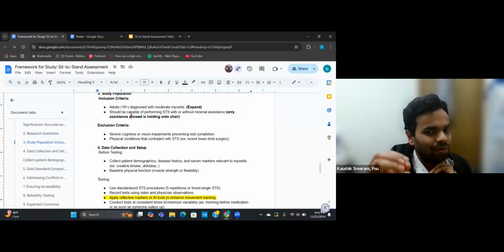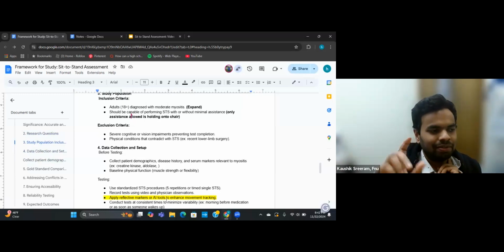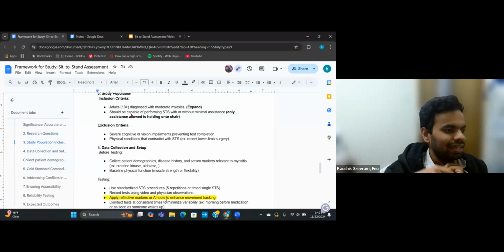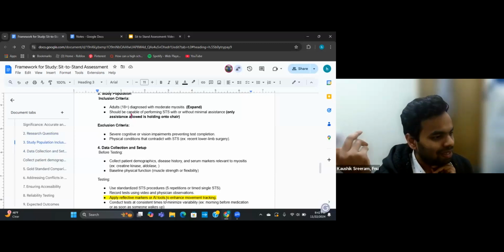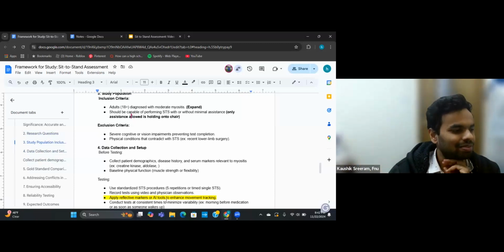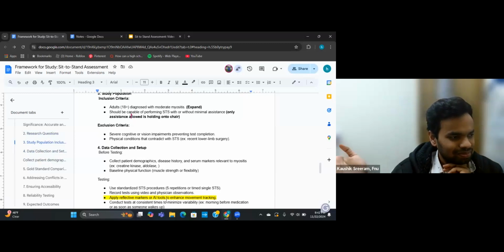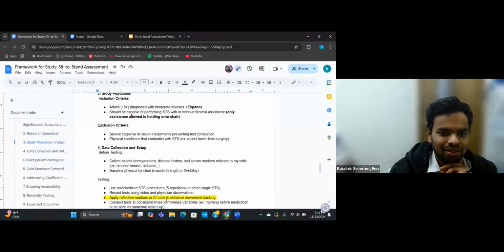we need to define whatever definitions we are using. And a definition we can make up, it doesn't matter. As long as you define it, it doesn't matter. Make sense? So that is the thing. Next, we need to update the inclusion criteria.